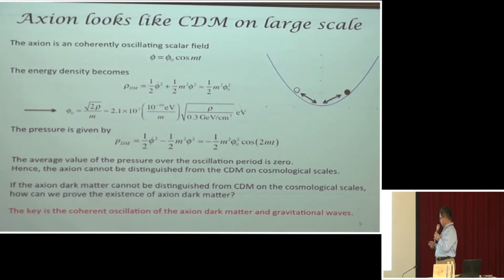Okay, so it's important to find some method to distinguish axion dark matter from the standard cold dark matter. In other words, we need to prove the existence of the axion field with some method. So here the key point is the coherent oscillation. As I explained, the difference appears as a coherent oscillation. Of course, on cosmological scale, we can get the zero pressure after the averaging. But on a small scale, we have this oscillation. So combining this oscillation with gravitational waves, I'd like to prove the axion dark matter.